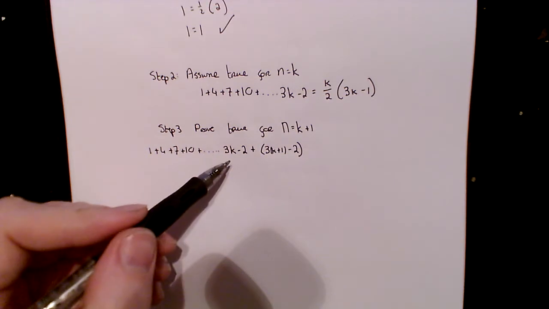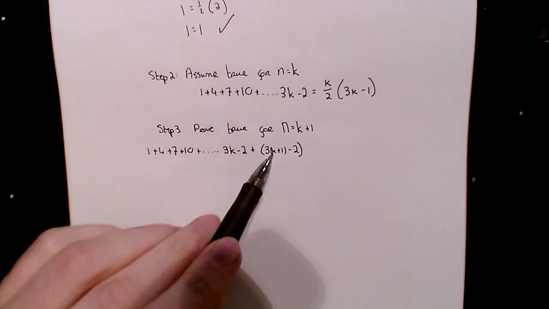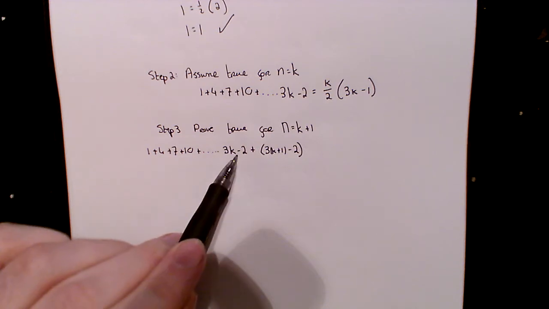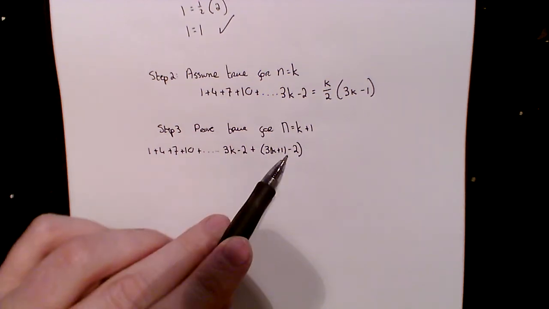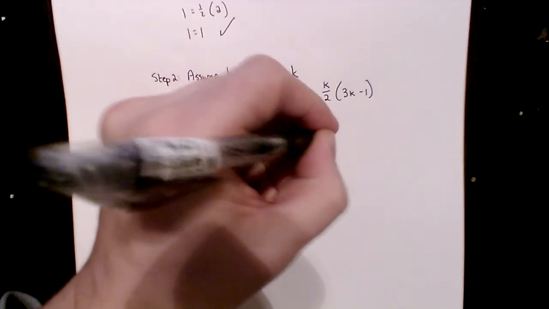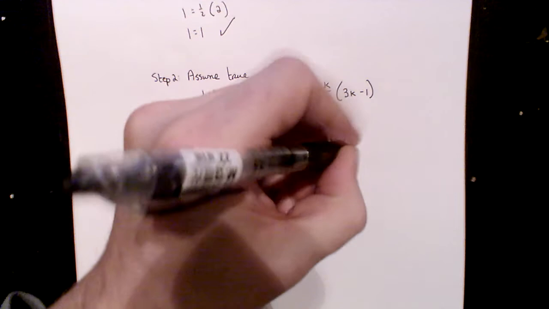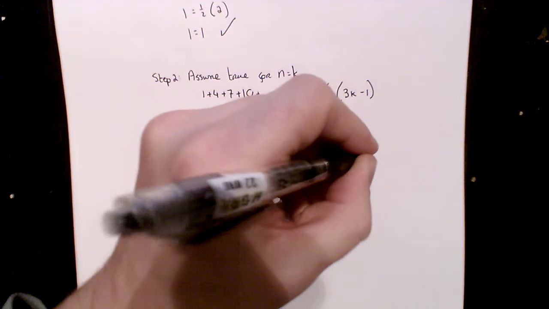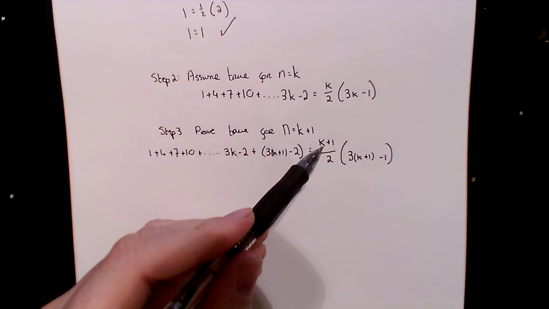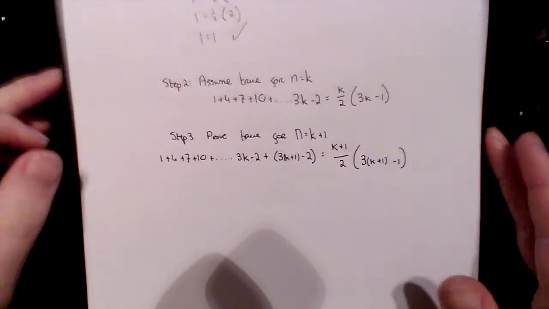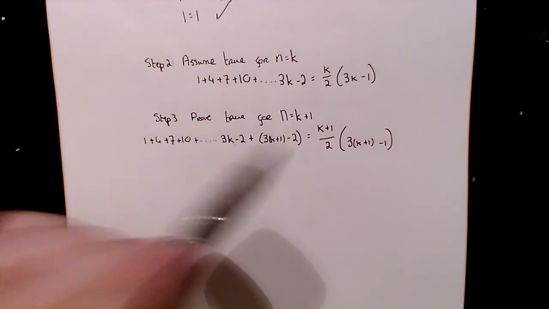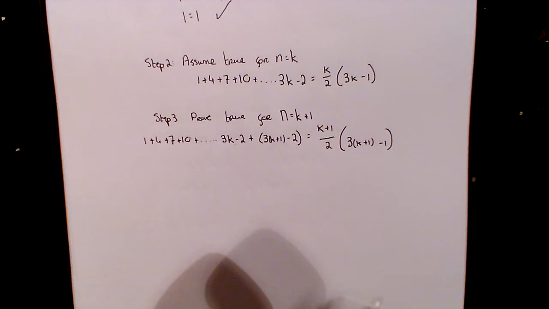So again, anywhere I see the k, I put in the k plus 1. Okay, so this goes all the way up to a number, and then the next number, k plus 1. And I want to prove that that's correct for (k plus 1) over 2 times 3(k plus 1) minus 1. So again, over here, anytime I see the k, I put in the k plus 1.